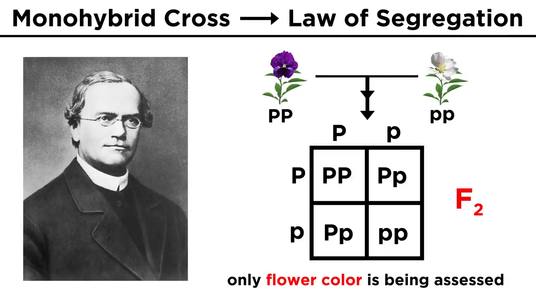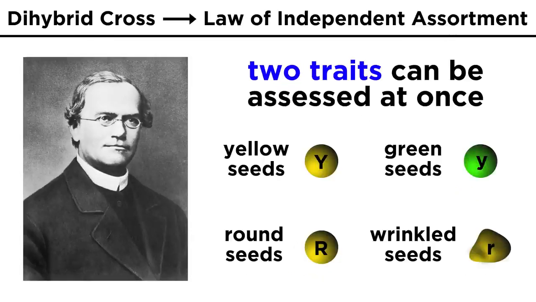When Mendel discovered the law of segregation, he was looking at one trait at a time, which we would call a monohybrid cross. But when he started looking at two traits at the same time, he discovered the law of independent assortment. He knew that the seeds of the pea plant could be either yellow or green, with yellow being dominant, and they could either be round or wrinkled, with round being dominant.